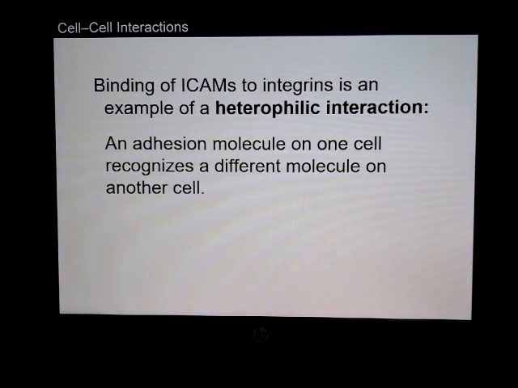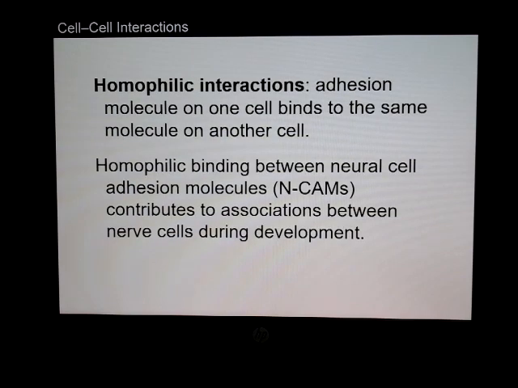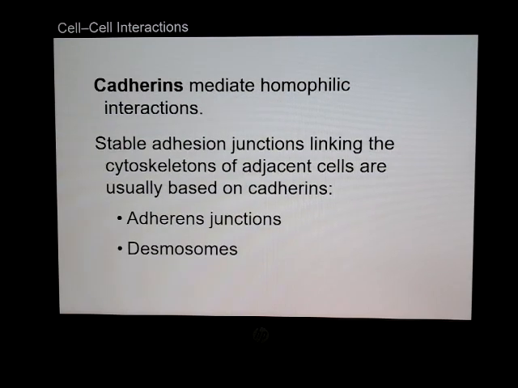Now, we also have these different interactions to integrins, and basically we have what's called heterophilic interactions, and that's when an adhesion molecule on one cell recognizes a different molecule on another cell. So you can have homophilic interactions, and that's when adhesion molecules on one cell bind to the same molecule on another cell. Cadherins will mediate these homophilic interactions, so please know that one, guys.